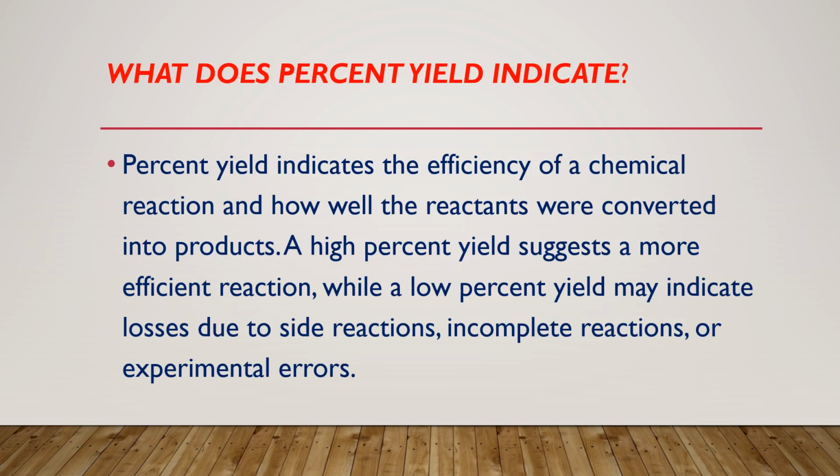What does percent yield indicate? Percent yield indicates the efficiency of a chemical reaction and how well the reactants were converted into products. A high percent yield suggests a more efficient reaction, while a low percent yield may indicate losses due to side reactions, incomplete reactions or experimental errors.